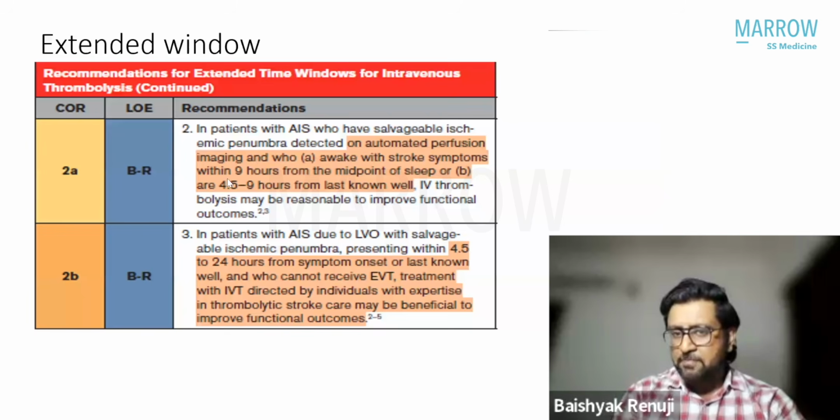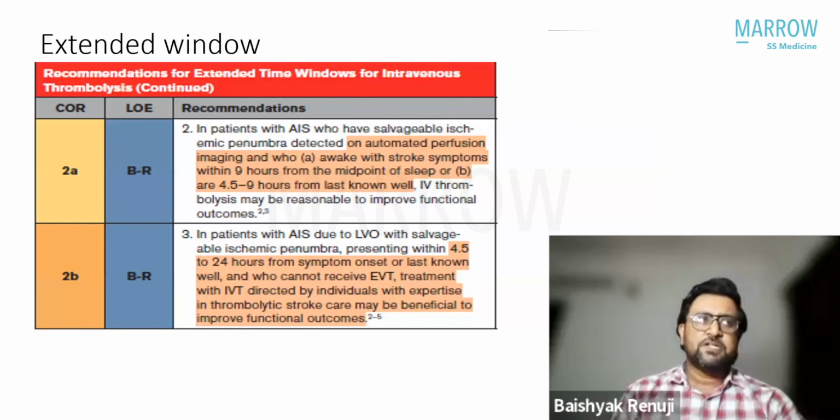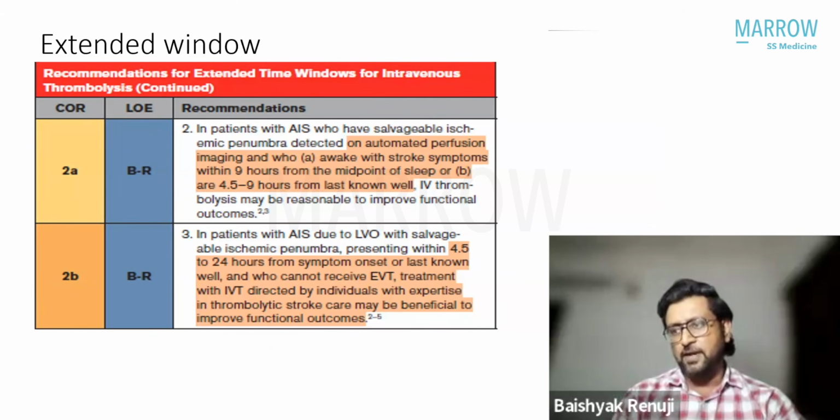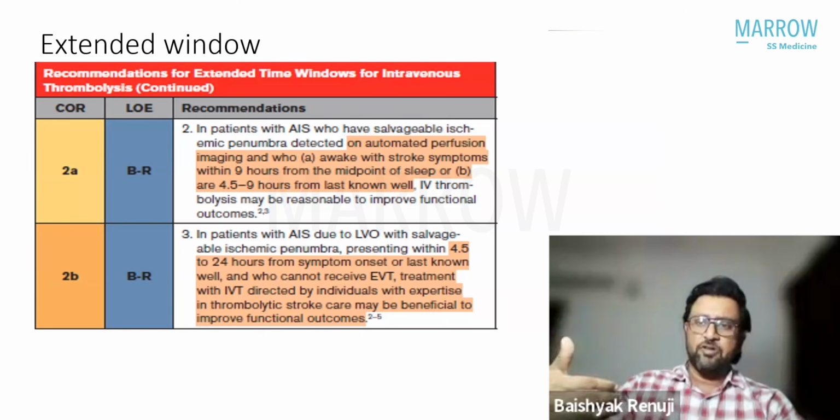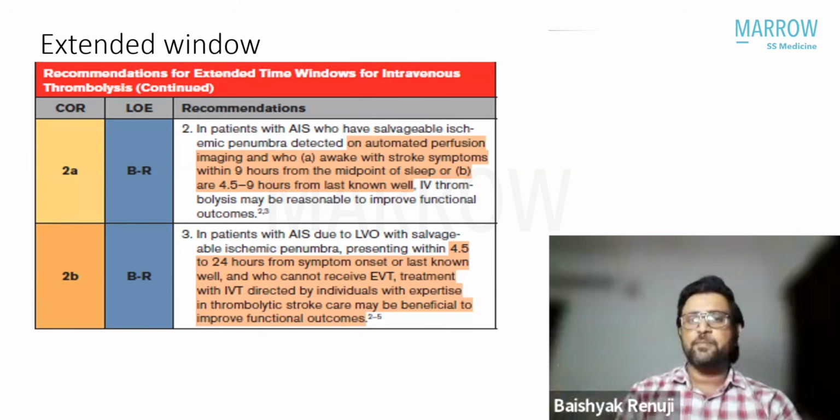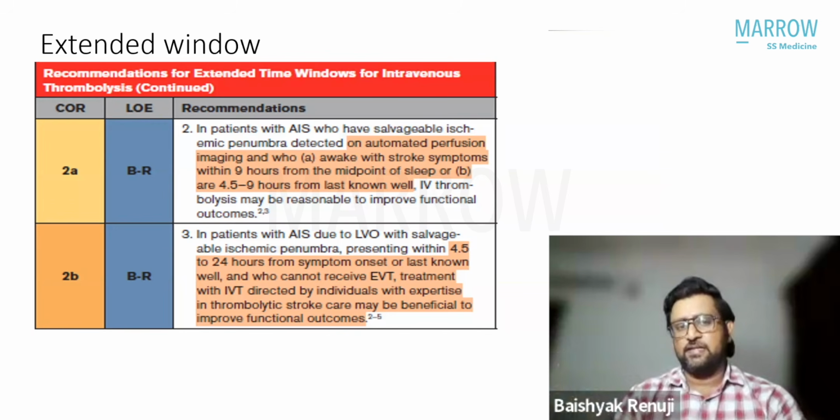And suppose their stroke symptoms are within 9 hours from the midpoint of sleep. They wake up with stroke symptoms within 9 hours from the midpoint of sleep. Suppose the patient went to sleep at 9 o'clock and he slept for 6 hours. The midpoint of sleep is 3 hours from the time he went to sleep. From there, 9 hours. That is what they meant. Then you can take it for lysis, 4.5 to 9 hours from last seen normal.